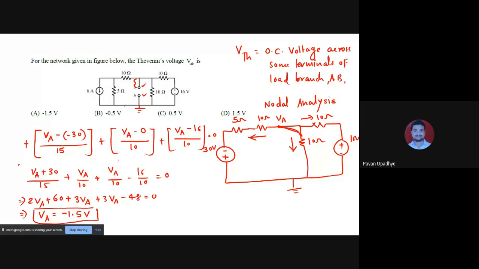So as I said, this was very simple. The only thing is people unnecessarily fear the Thevenin theorem. If you start looking at the circuits carefully, if you understand their orientation carefully, these are very simple circuits. I hope this was understood. Okay, moving ahead.